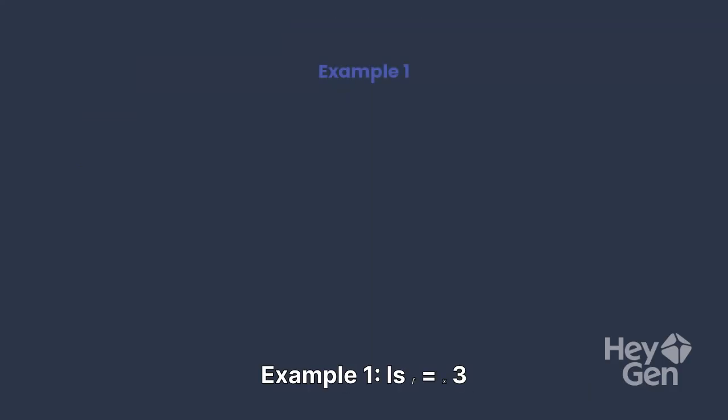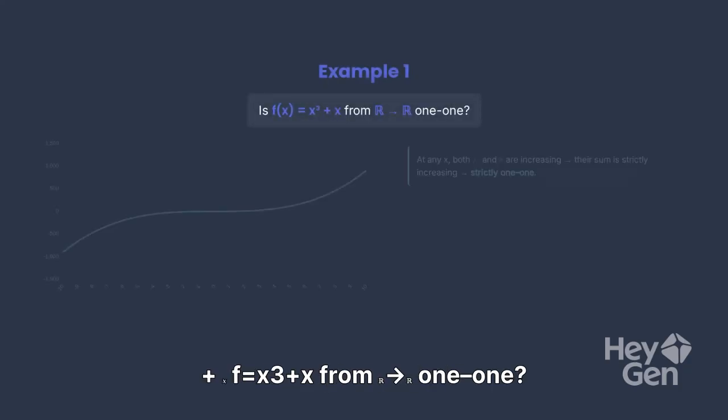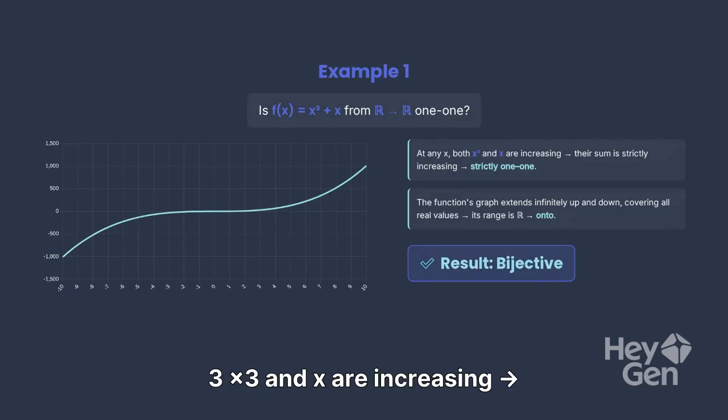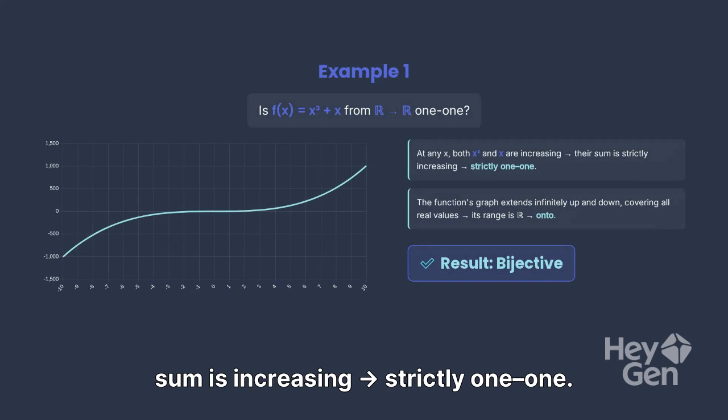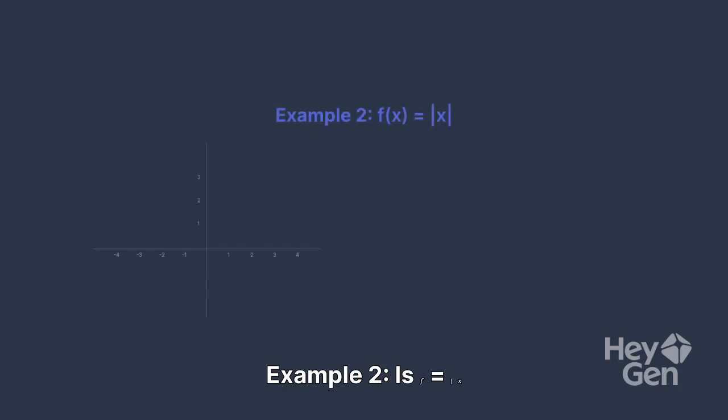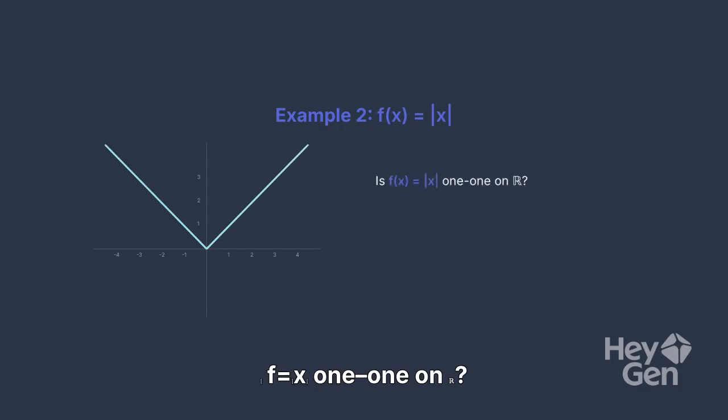Example 1. f(x) = x³ + x from R to R. Is it one-one? Reason: at any x, both terms x³ and x are increasing. The sum is strictly increasing, so one-one. Also it covers all real values, so onto. Result: bijective.